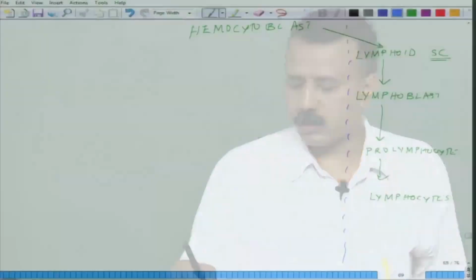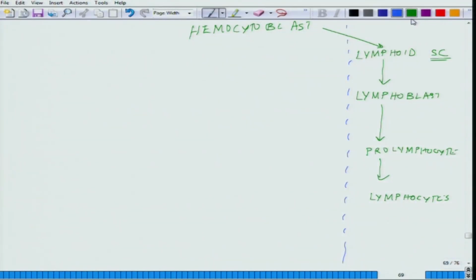So, hemocytoblast to, let me pick up another color, so that it makes your life slightly easier to understand. We have already talked about 2 routes from hemocytoblast. Okay, let's do it like this. This is the wrong way to show it. Okay, fine. Here let us put the myeloid stem cells.